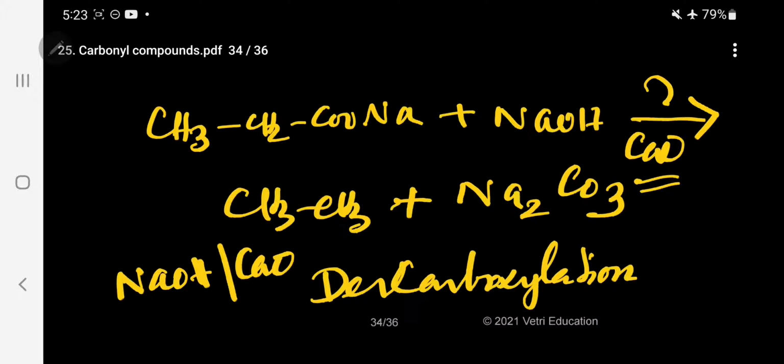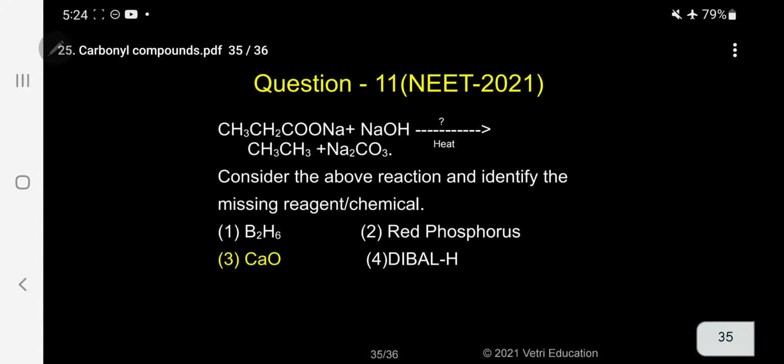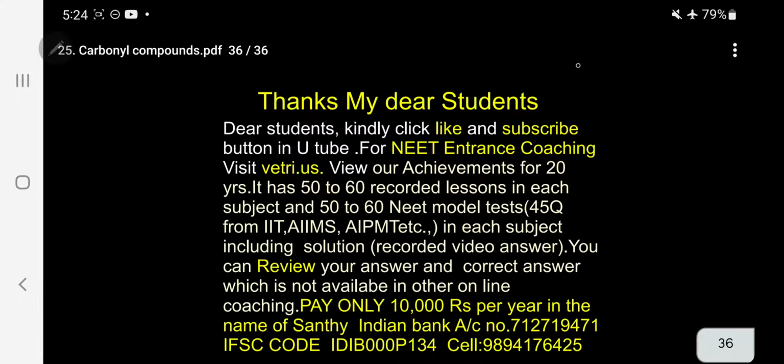Whenever you want to convert any acid into the corresponding alkane, you can use this method. Kindly follow. This is called the decarboxylation method using soda lime. Soda lime is nothing but a mixture of sodium hydroxide and calcium oxide. So the answer is very clear. It is CaO. Please follow. So I have come to the conclusion now.